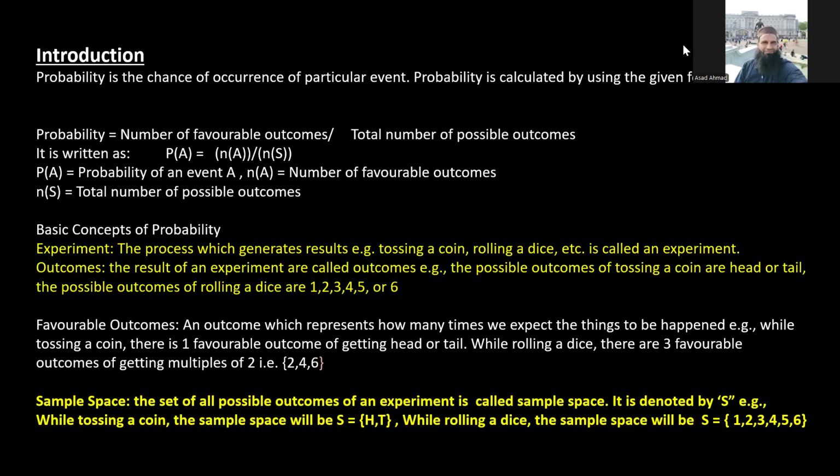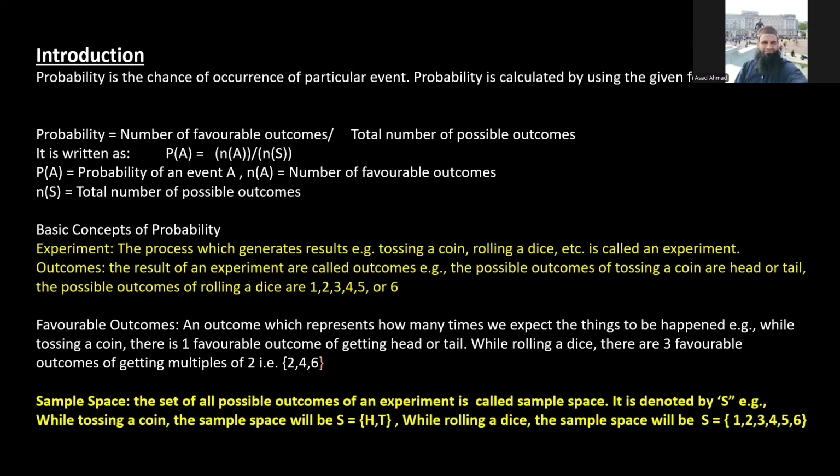Okay, now we will be studying a little bit of the theory or the definitions of probability. Quickly from the textbook, I have written it on the slide so that you can easily understand and see. So the first line is: probability is the chance of occurrence of a particular event. Probability is calculated by using the formula.